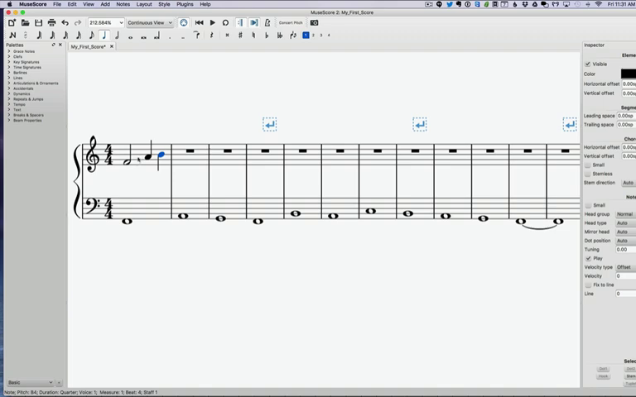So we're going to pretend that we're looking at the rules of third species counterpoint here, and we have 4 quarter notes, even though we don't have one on beat 2. Now here's something else we could do.